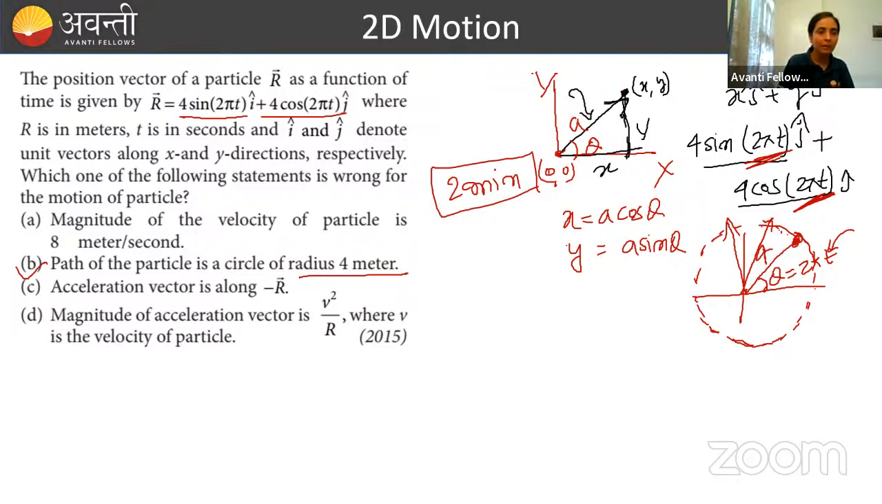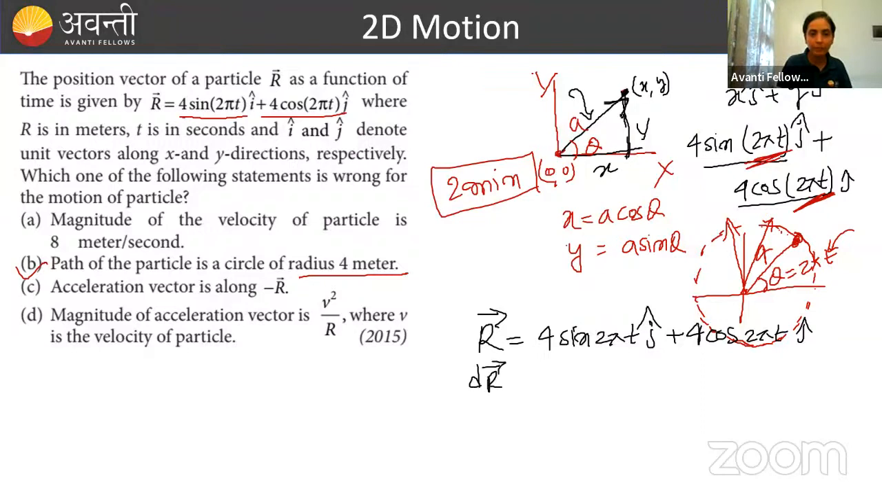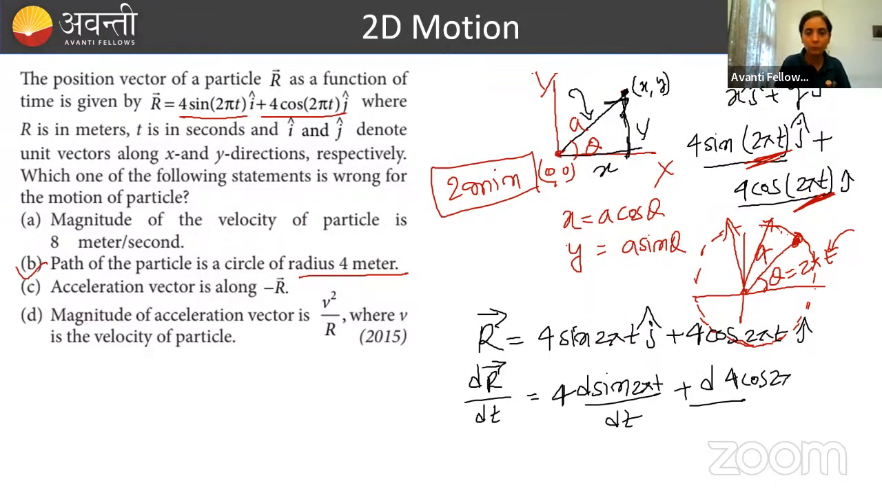Second thing is what? First option is what? Magnitude of velocity of the particle is this. So how can we find velocity? If position vector r is given as 4 sine 2 pi t i cap plus 4 cos 2 pi t j cap. Done. So dr by dt will be velocity, and this is going to be d of 4 sine 2 pi t by dt, right? And this will be d of 4 cos 2 pi t by dt. Then this will be velocity, right?